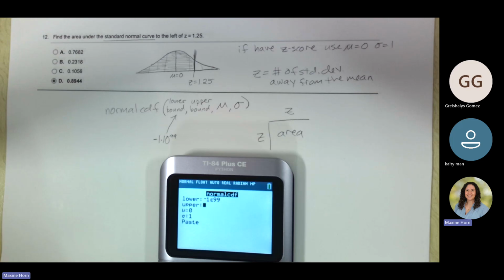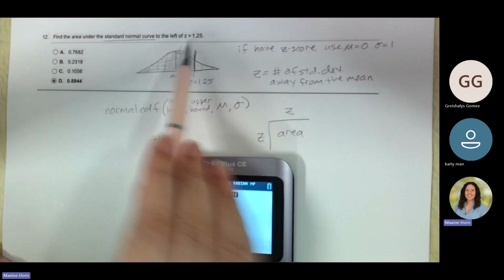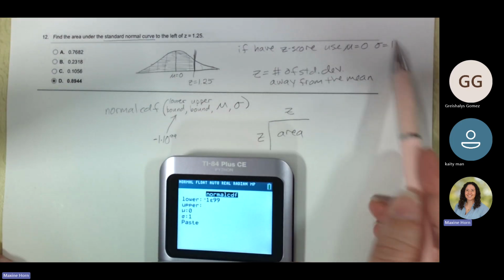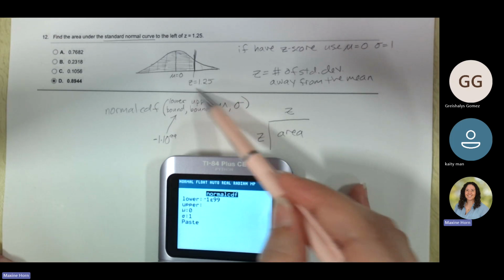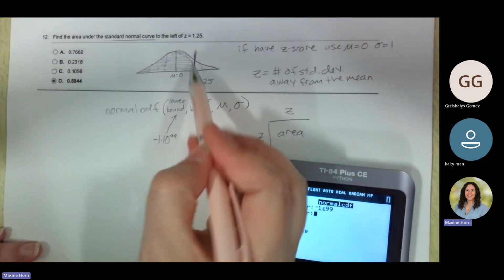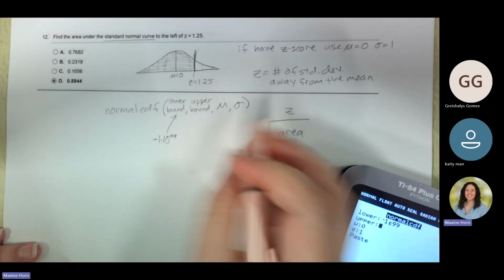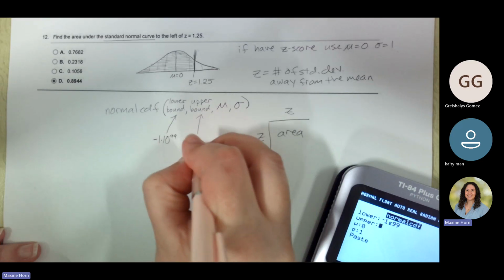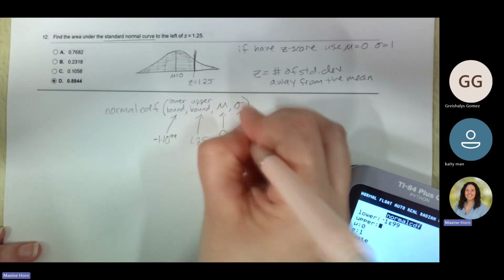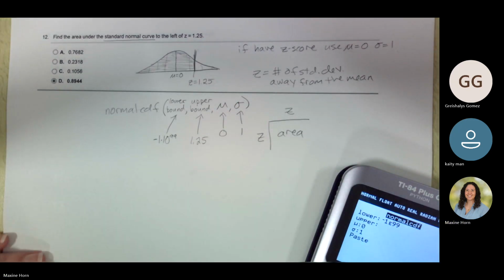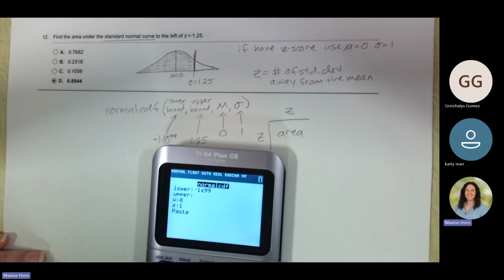Okay, the upper boundary. So again, I'm dealing with z-scores here, so I'm going to use a mean of 0 and a standard deviation of 1. And I'm going to give it the z-score, because that is my upper bound. My upper bound is right here, and the corresponding z-score of that is 1.25. My mean is 0. My standard deviation is 1. Okay, so upper bound is the upper boundary of my shaded region. Mean is 0. Standard deviation is 1. It's probably already going to have the 0 and the 1 in there.